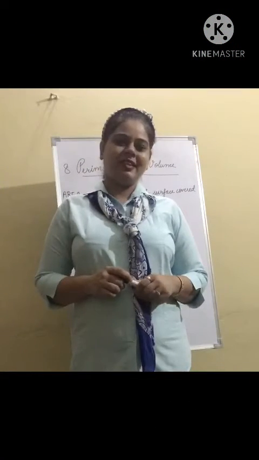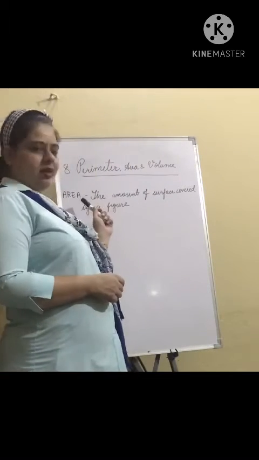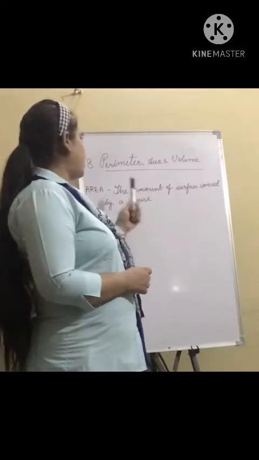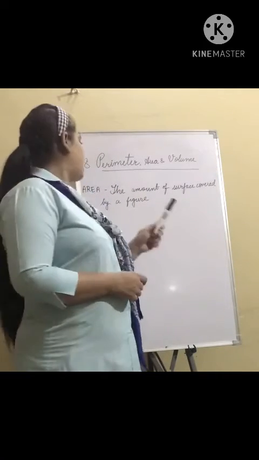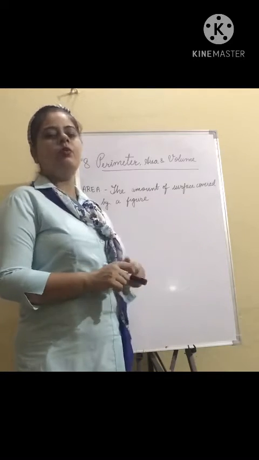Good morning children. Today we are going to start a new topic, that is area. In our previous video we discussed perimeter. Perimeter is the distance around the boundary of a figure and area is the amount of surface covered within a figure.